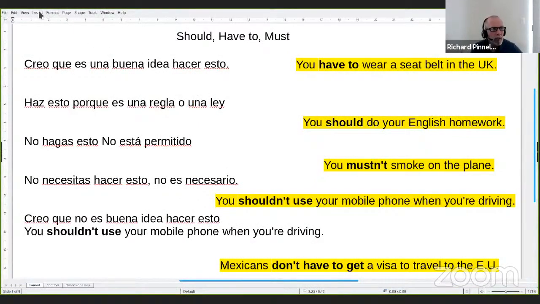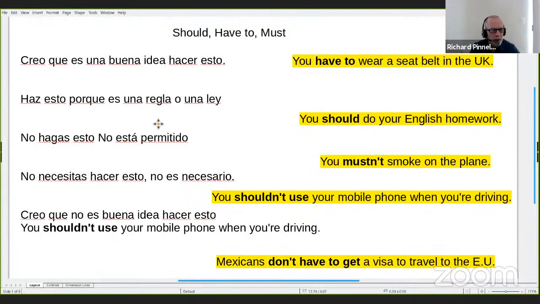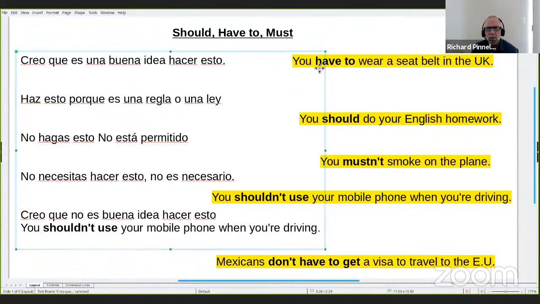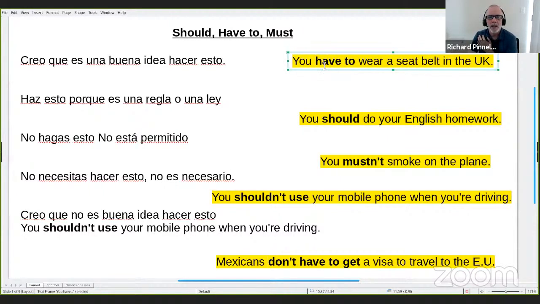Déjame compartir la pantalla. So, should, have to, and must. So to begin, I've got some sentences using. Tengo algunas frases usando esas tres palabras, o dos palabras, y el otro es una frase porque es de dos palabras, have to. Tengo aquí en amarillo, 1, 2, 3, 4, 5, 5 frases usando esos. So vamos a leer esos primero.